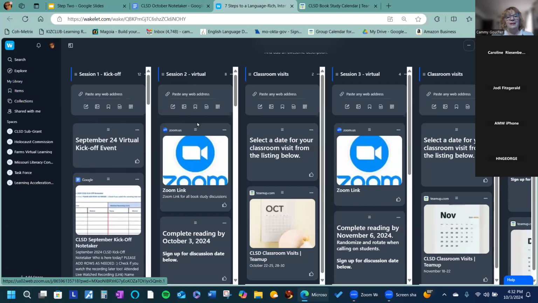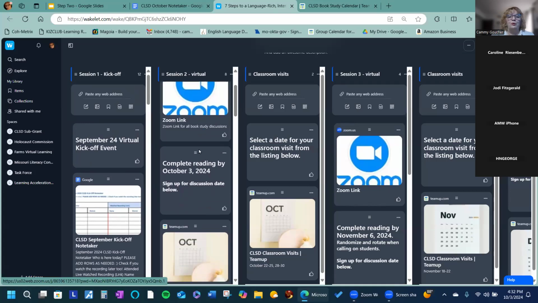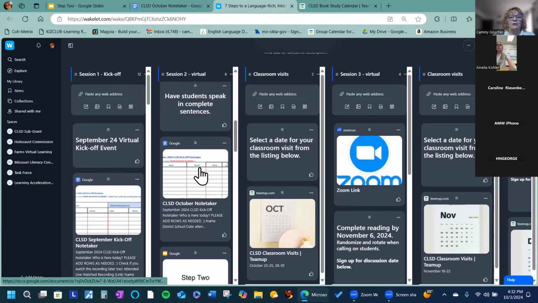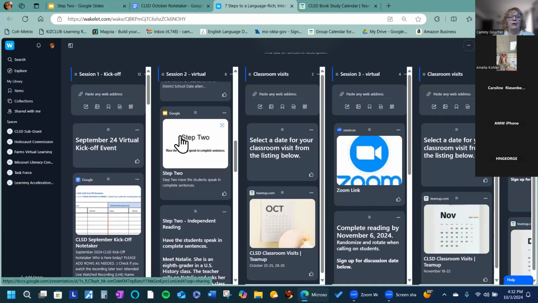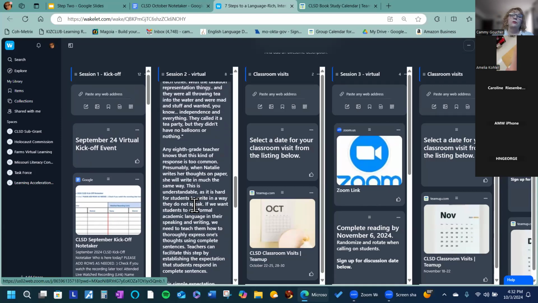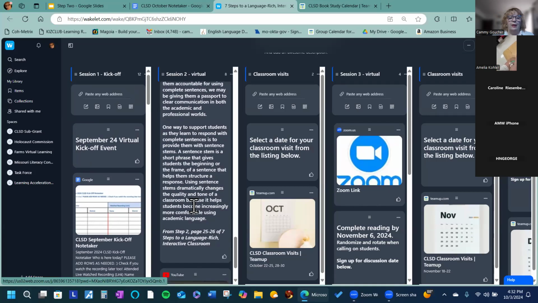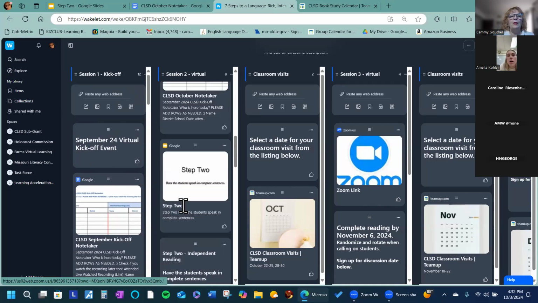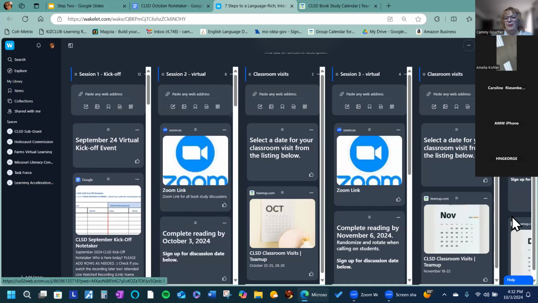Session 2 is today. It's going to be chapter 2. So there's your calendar to sign up, our topic, our note taker, the slides for today, the independent reading in case you don't yet have your book, and then some video to watch afterwards if you would, so that you can get an idea of what it looks like in a classroom. So that's how this is set up.